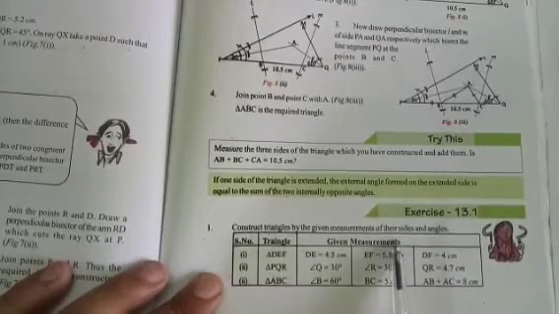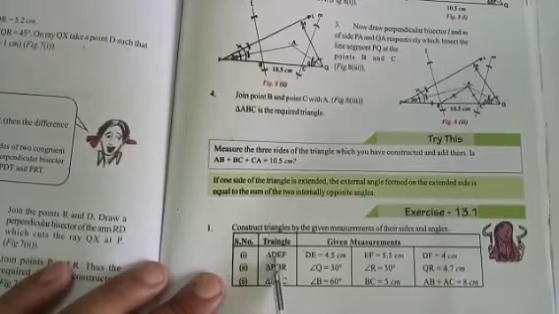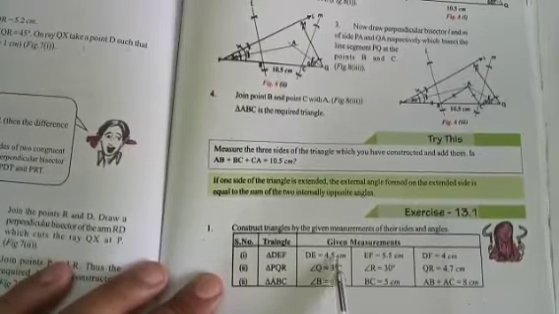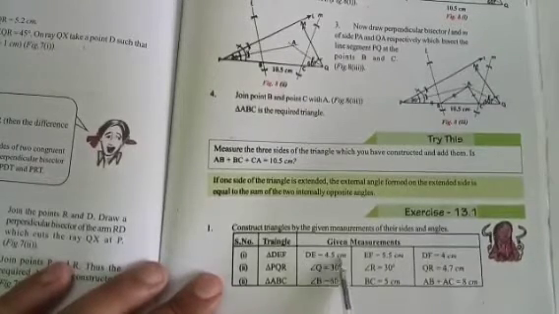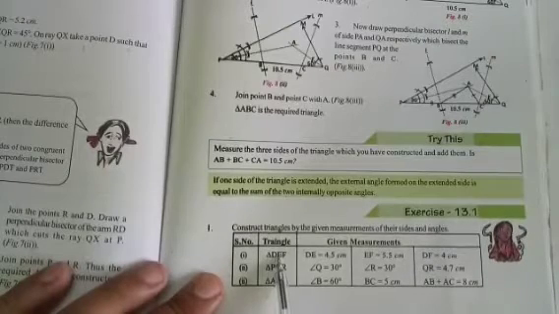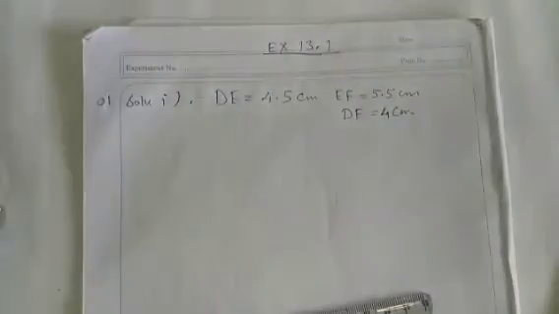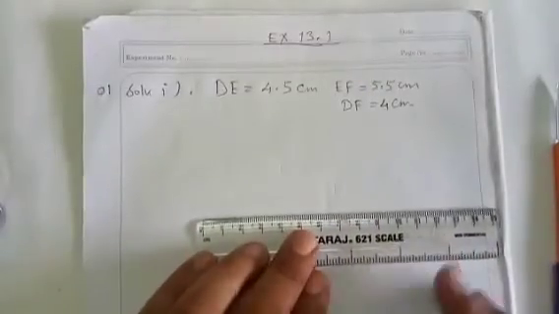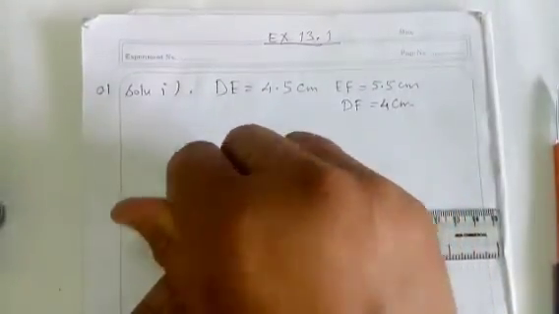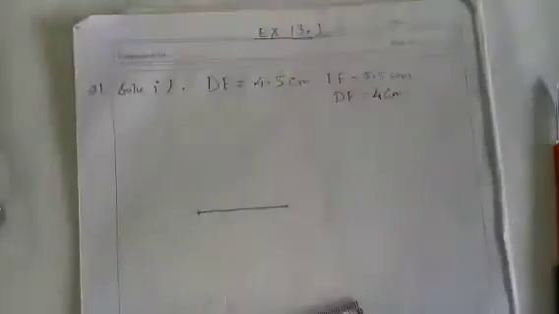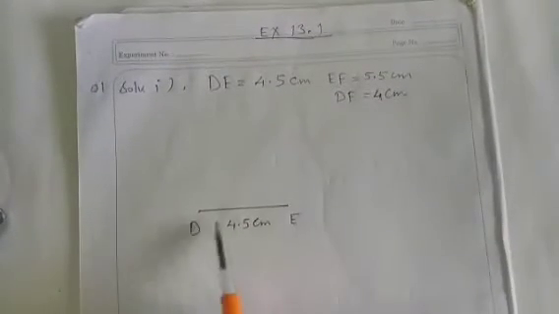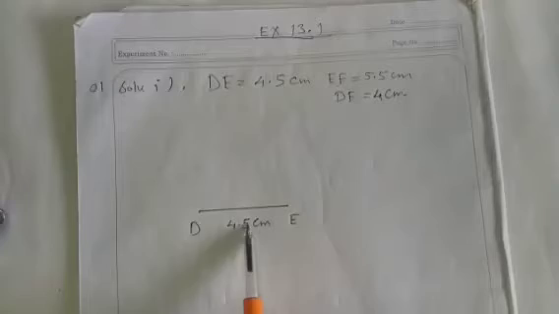Serial number, triangle, given measures. The first is triangle DEF. DE is 4.5 cm, EF is 5.5 cm and DF is 4 cm. With these three measures we have to draw triangle DEF. How? We will see. First, draw a line DE of 4.5 cm. Name it DE and write the measure 4.5 cm.